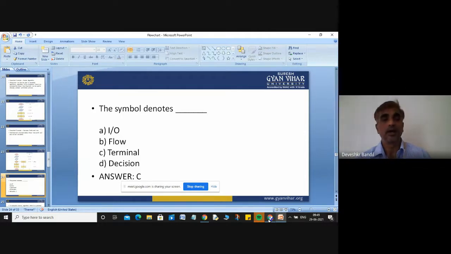Here I have given four answers. First is input output, flow, terminal, or decision. Means your arrow will indicate the input and output, the flow, the terminal, or the decision. In this lecture, I have already discussed the flow symbol. So your arrow is used for the flow of data.